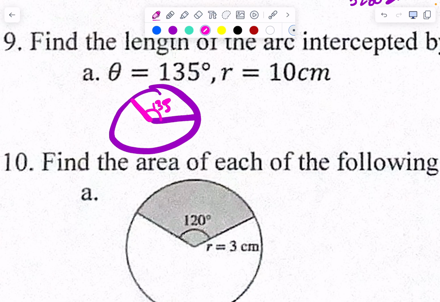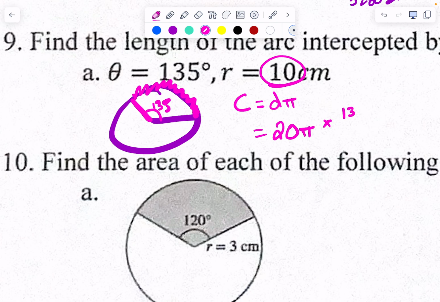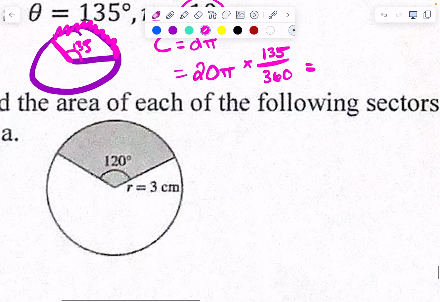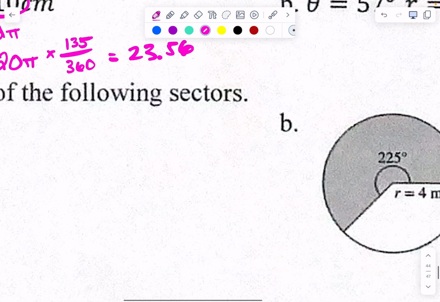They want to know the length of the arc. So I want to know how big this crust is, and that has to do with the circumference, right? Distance around, circumference. How do you find circumference? 2 pi r, or diameter times pi. They say the radius is 10, so my diameter would be 20. So 20 pi is the entire circumference, except I only want 135 out of 360 degrees, and that is like 23.56 centimeters.